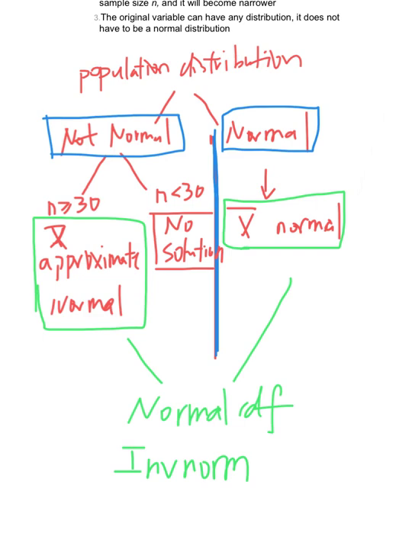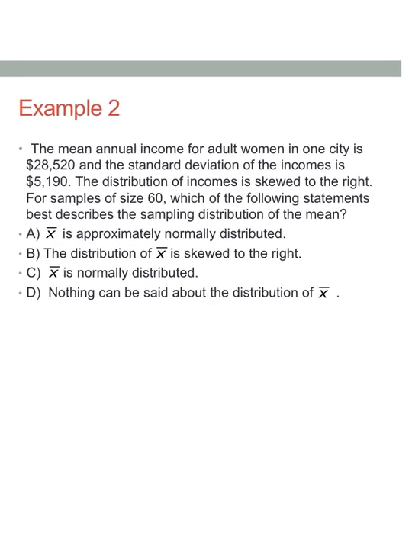Every time you get a question in this chapter, follow this tree diagram. Use this flow chart to help you. Ask yourself, is this population distribution normal or not normal? If it's normal, go to this pathway. If it's not normal, go to this pathway. Then ask yourself, what is the sample size? If it's bigger than or equal to 30, go this way. If it's less than 30, go this way. Now we can try this example together.